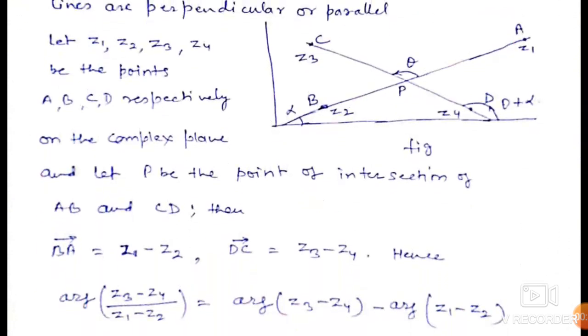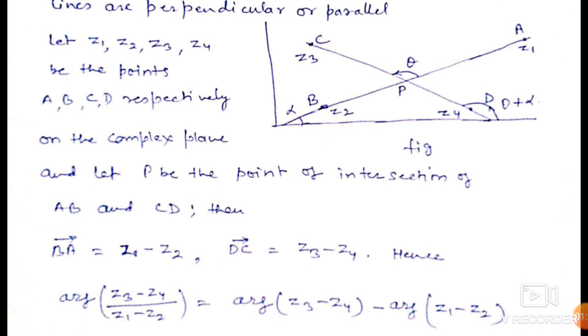As given in the figure, let Z1, Z2, Z3, Z4 be the points A, B, C, D respectively on the complex plane, and let P be the point of intersection of AB and CD. Then vector BA equal to Z1 minus Z2, vector DC equal to Z3 minus Z4.